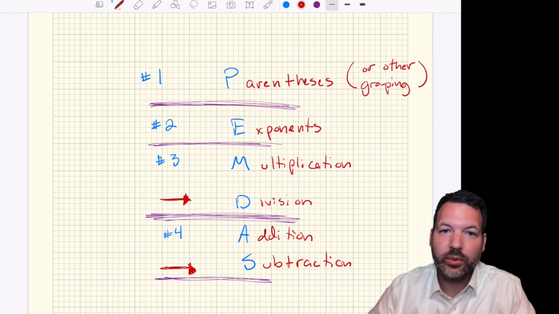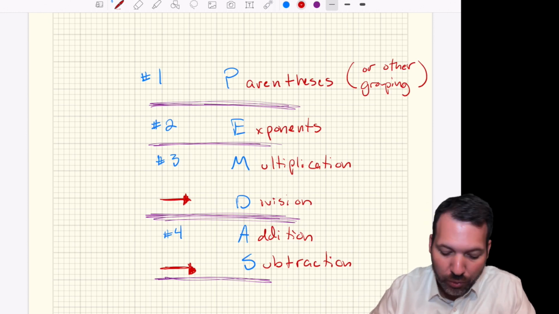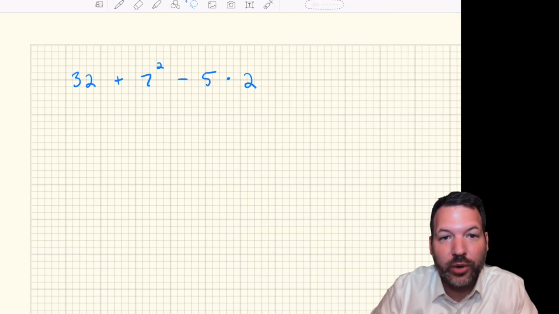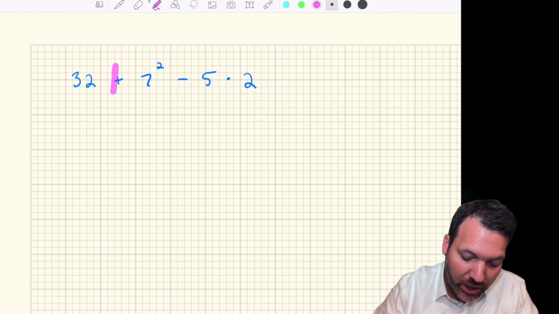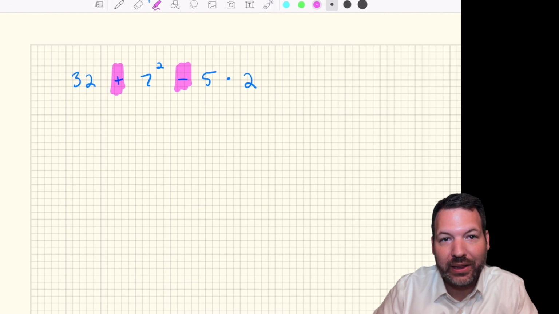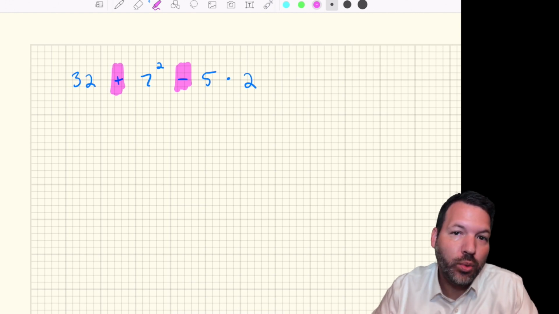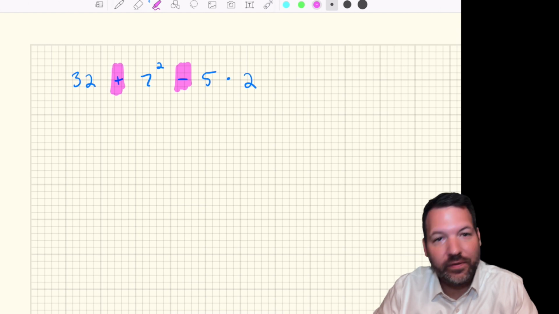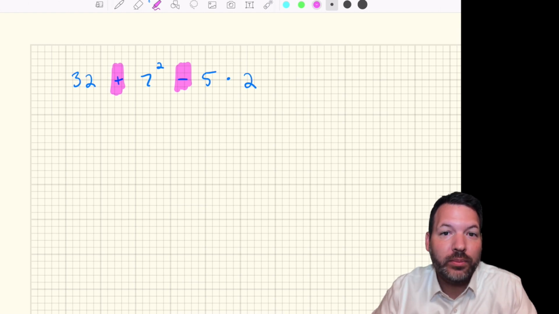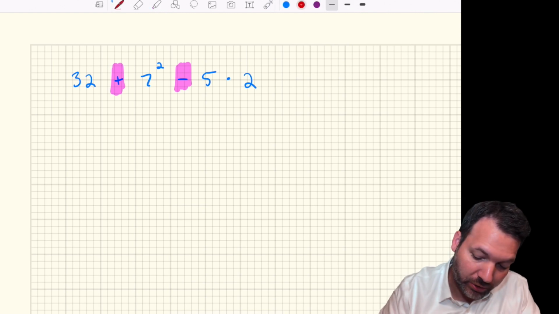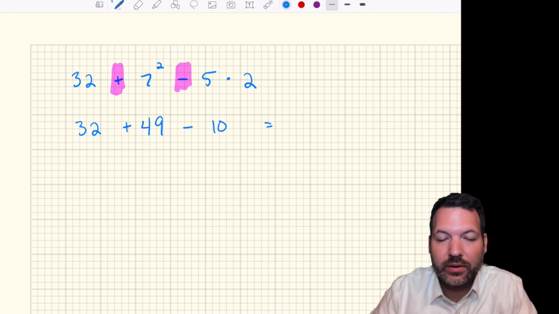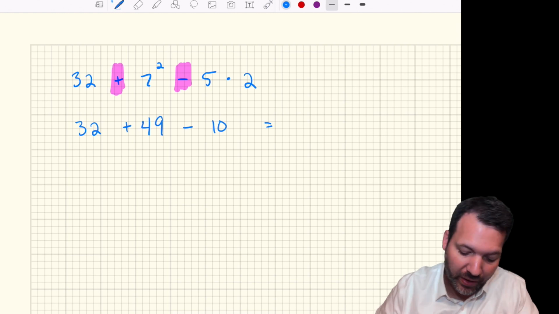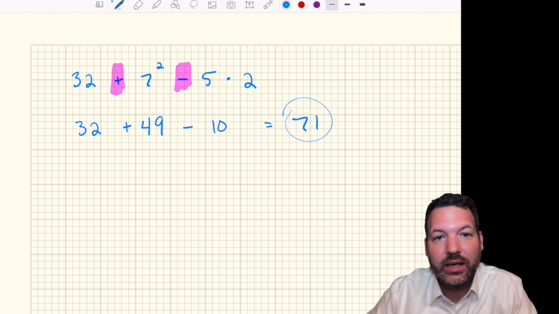So that's PEMDAS. That's how we want to evaluate expressions. There are a few wrinkles in there that I'll show you. For example, I've got this expression up here, 32 plus 7 squared minus 5 times 2. Because I know that addition and subtraction are going to get my last priority, I can do everything in between my addition and subtraction signs, and then at the very end, make sure I do addition and subtraction from left to right. So 32 is just 32, but 7 squared we know to be 49. 5 times 2 is 10, and that's going to reduce the number of steps I have to do to evaluate these expressions, and in that case I can get 71.